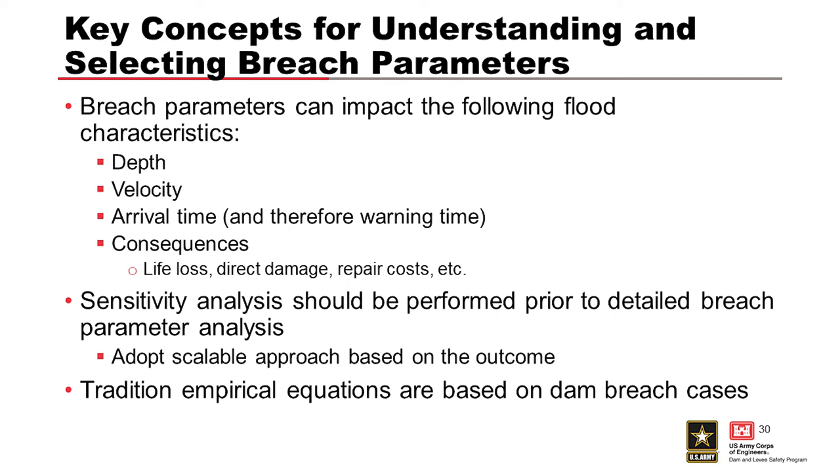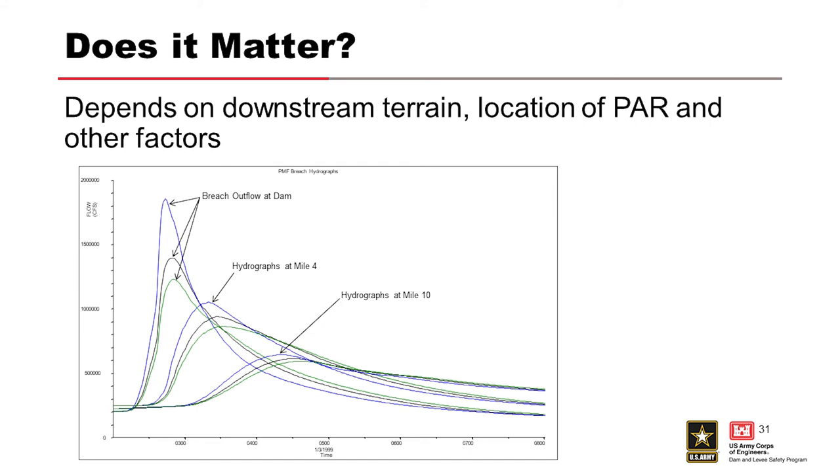and see if it matters on your consequences downstream. And you'll see something like this often, where right downstream of your dam, you can see a significant impact on what that hydrograph looks like downstream. But as you go further downstream, that hydrograph attenuates. So if your main consequence location for this scenario is well downstream, then you probably don't need to spend a lot of time refining your breach plan. Do that sensitivity analysis, and then decide if you need to jump into more detail on this.